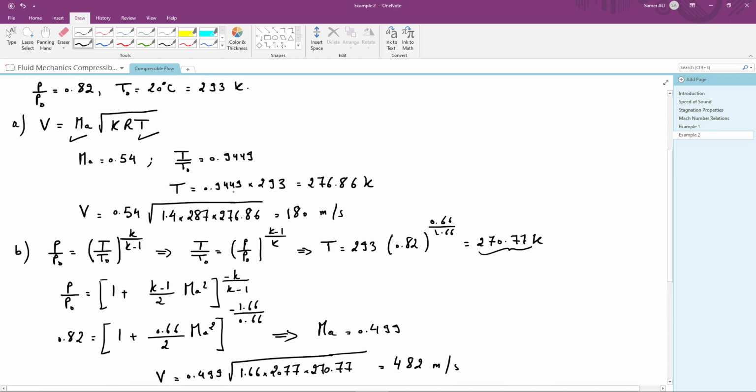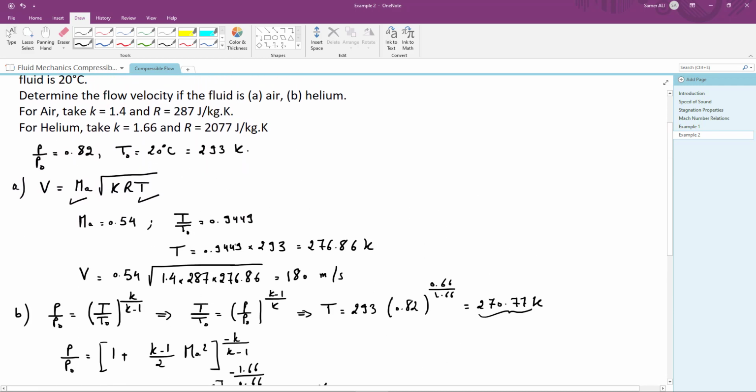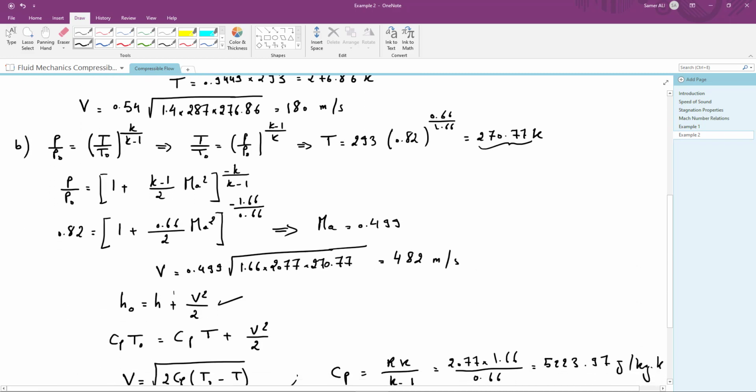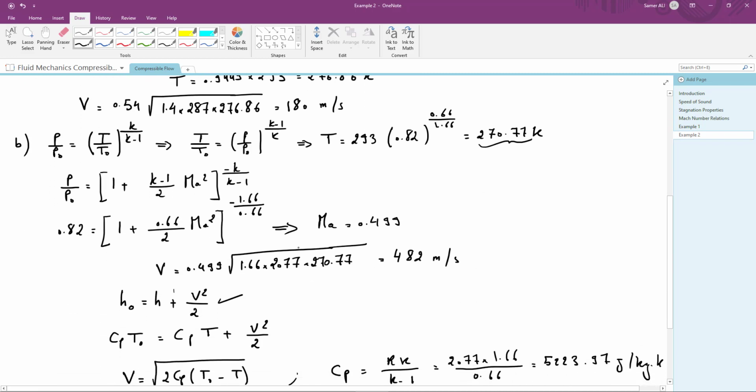So please, the important point here in this example is to know when to use the table. As you saw, we can only use the table when we have K equal to 1.4 as in part A. However, for the helium, since K is equal to 1.66, we cannot use the table, and we have relied on the equations that we have developed previously to solve for the flow velocity V.